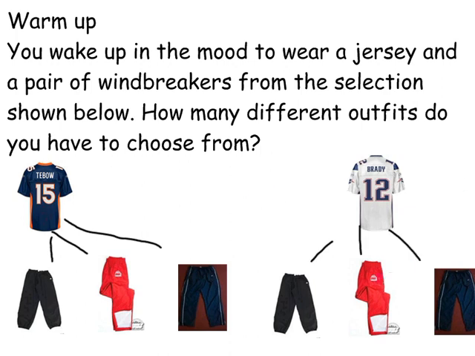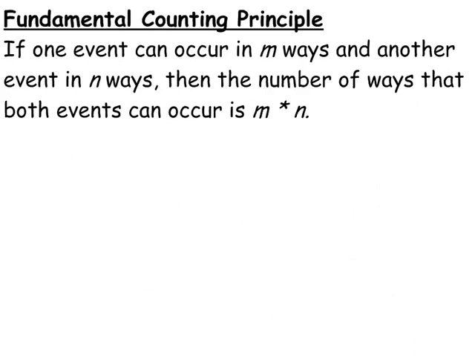How many total outfits is that? That's a total of 6 outfits. 3 outfits with the Tebow jersey, 3 outfits with the Brady jersey. So is there a principle that we can derive from this? There is. It's called the fundamental counting principle.